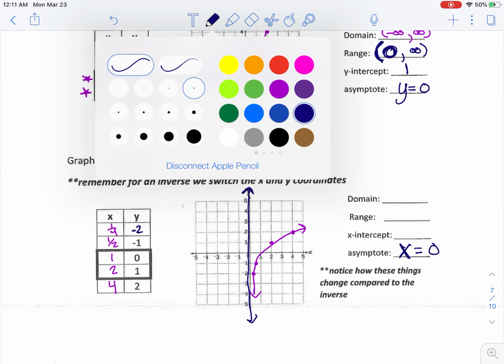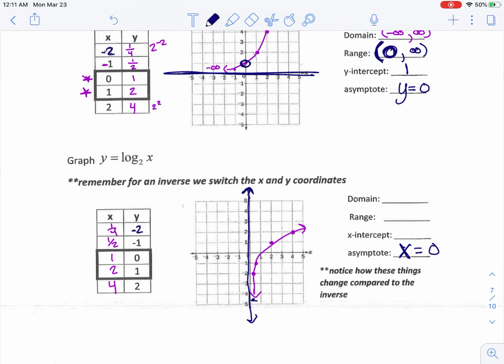So my domain, how far left does it go? Well, it now no longer goes all the way to negative infinity. It has to stop at that 0. But it does go all the way to the right to infinity. Neither one of those touch, both of them get parentheses. Noticed it's just switched. If I look at my range, it goes down to negative infinity. It goes up to infinity. Notice, again, my domain and range, they just switch.